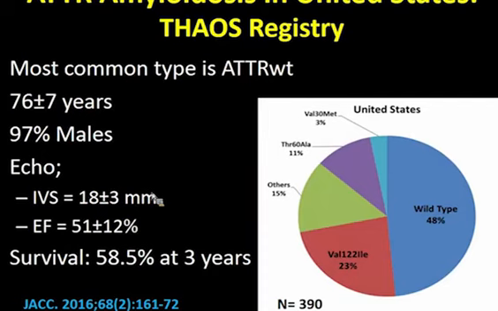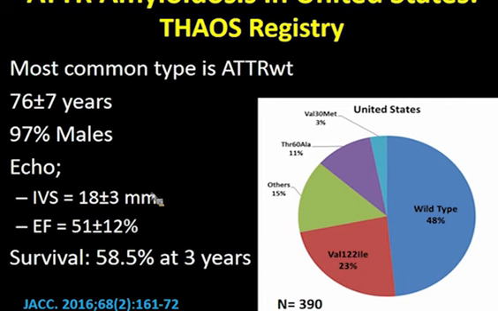Those data are supported by a recent large registry. That registry is called TOS. It stands for the Transthyretin Amyloid Outcome Survey. It's a database of patients who are diagnosed throughout the world with transthyretin amyloid. There are almost 4,000 individuals in this database who have participated and agreed to have their information de-identified and shared so that researchers can learn more about the disease.